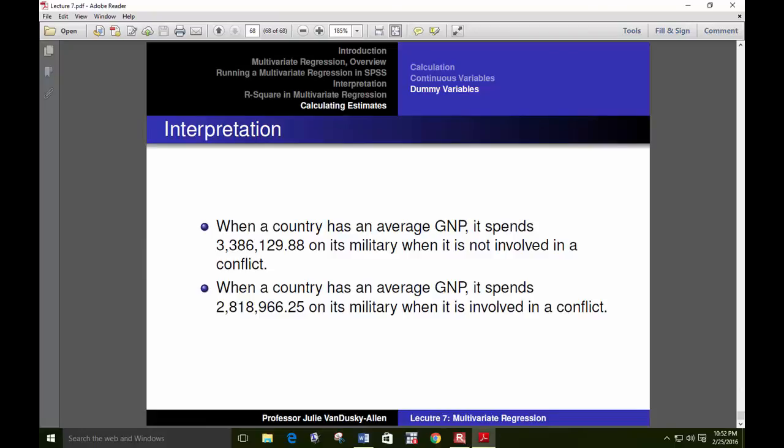Then we would say when a country has an average GNP, it spends 3386129.88 on its military when it is not involved in a conflict. And when a country has an average GNP, it spends 2,818,966.25 on its military when it is involved in a conflict. Note that I made sure to note that I set GNP equal to its mean here and here. When you interpret your two estimates, you must note what values the other independent variables are being held at.